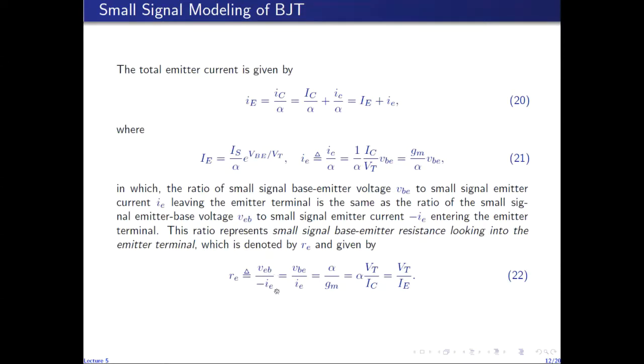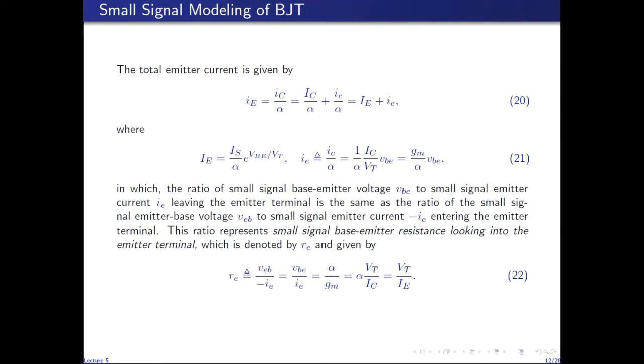So VEB over minus IE is actually mathematically equal to VBE over IE because VEB is minus VBE. And VBE over IE can be found from this expression here to be equal to alpha over GM. So small RE is given by alpha over GM. Sometimes you will notice in your textbook, and in some of the examples that I may solve for you, that we will take small RE to be equal to 1 over GM. This is because alpha is very, very close to 1. For large beta, alpha is almost 1.